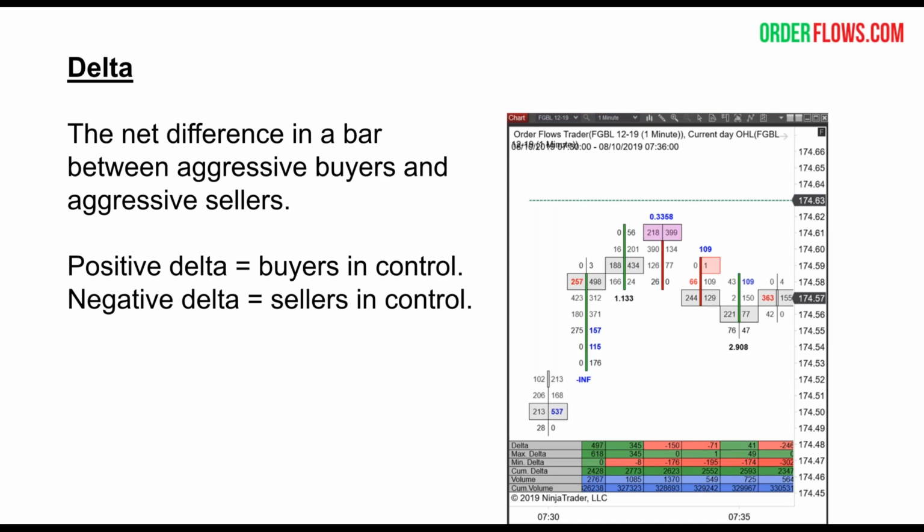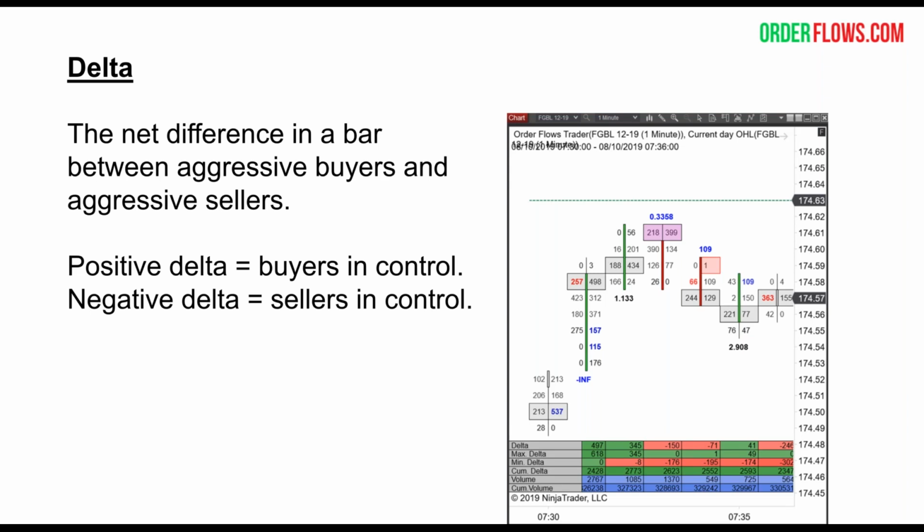If the bar has negative deltas, sellers are in control of that bar. Now there's a max delta, which is the strongest delta at any one point in a bar. You have a min delta, which is the most negative delta at any point. Now, max delta could be 0, min delta could be 0.